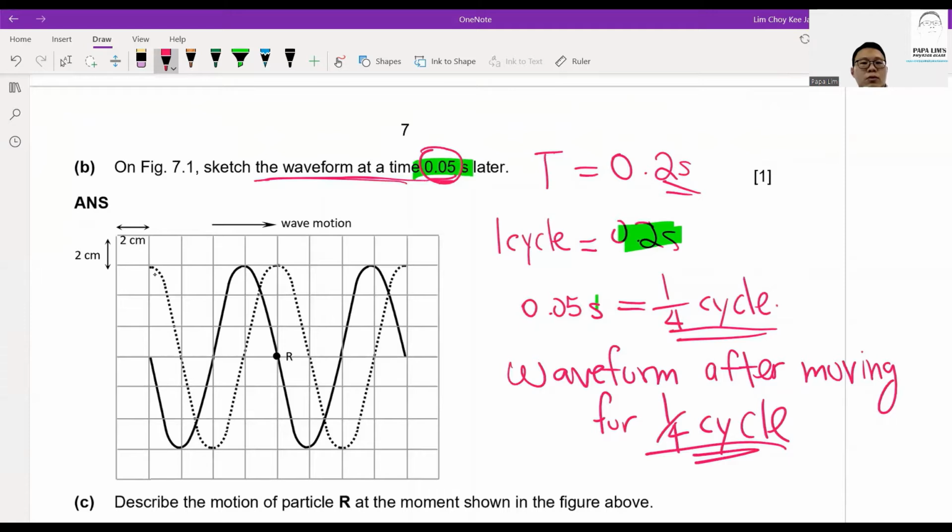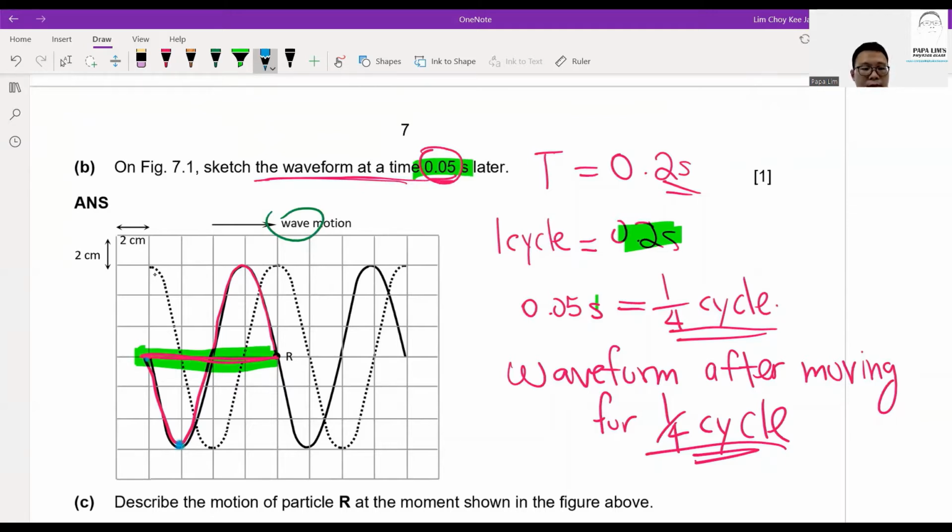Okay, so if it's moving to the right, 1/4 cycle. One cycle here is this. To be exact, one cycle is literally 4 squares. So if I'm looking at 1/4 cycle, I'm literally asking you to shift each of the dots by 1 square, because remember, one cycle is 4 squares. So 1/4 cycle will be 1 square.